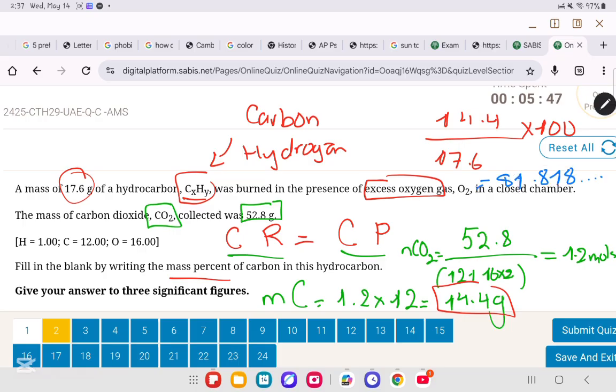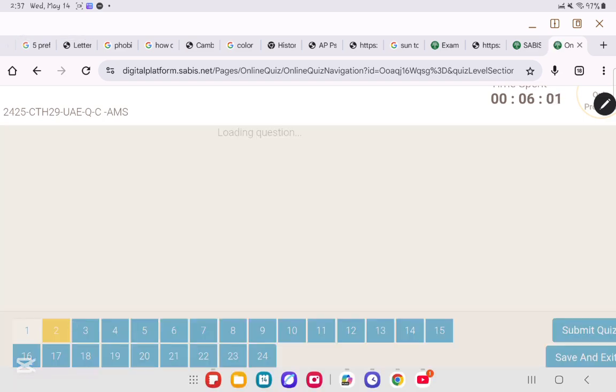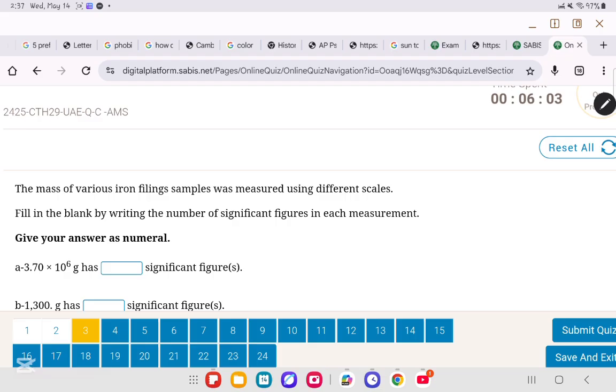81.818, etc. So this is in percentage, but they needed it to 3 significant figures. So you'll take 1, 2, 3. It will be 81.8%. Very simply, the answer is 81.8%. We move on to question number 3.